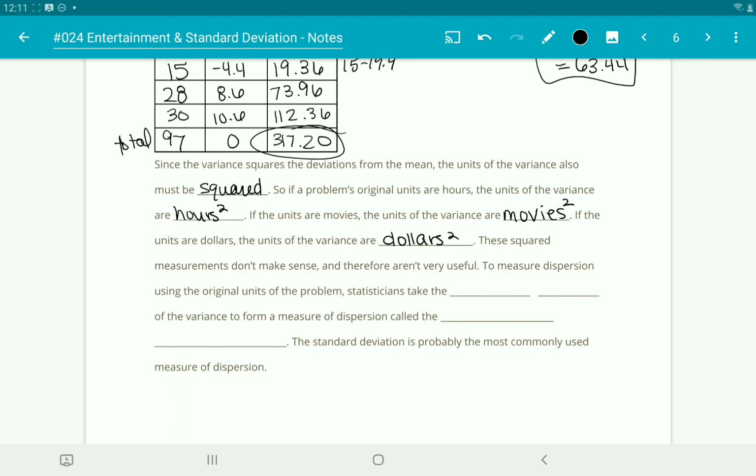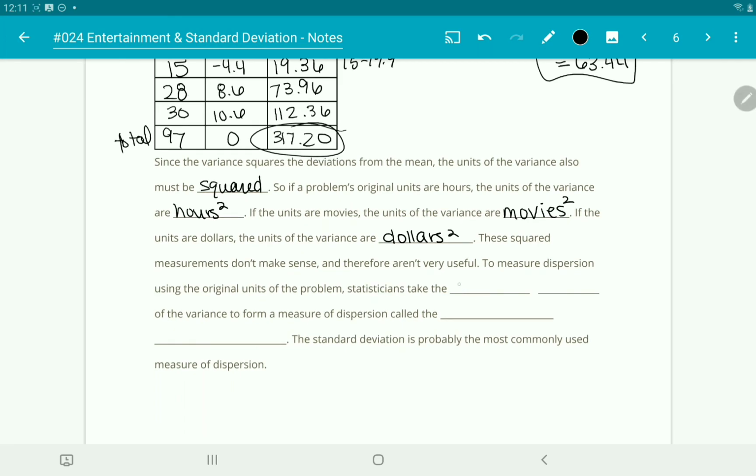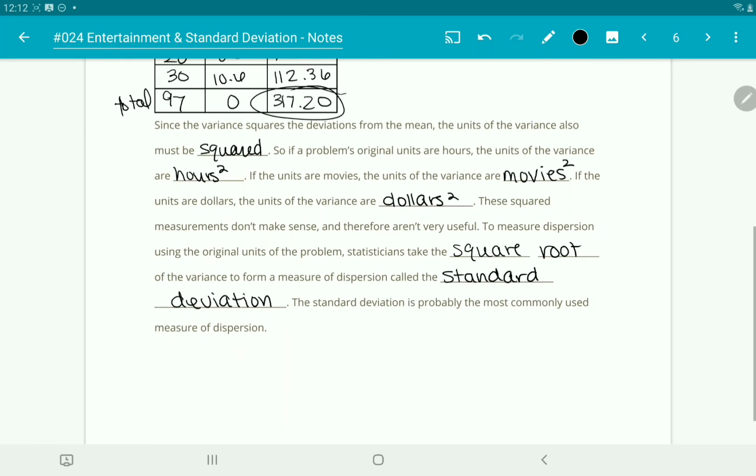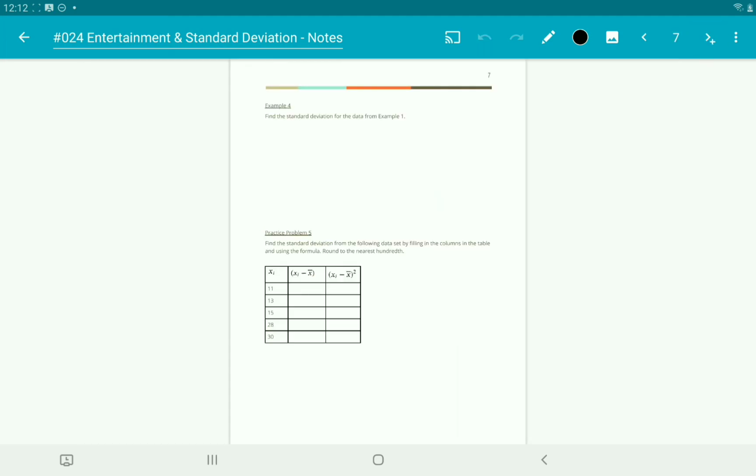Okay, well, these squared measurements don't make much sense in the context of things, so they're not very useful. In order to measure the dispersion using the original units of the problem, which is much more useful, the statistician takes the square root of this answer we got above. So we're taking the variance and we're taking the square root of it in order to measure dispersion, and that's going to give us the standard deviation. And this is one that we use way more, because it is more useful because of its units. So the standard deviation is probably the most commonly used measure of dispersion.